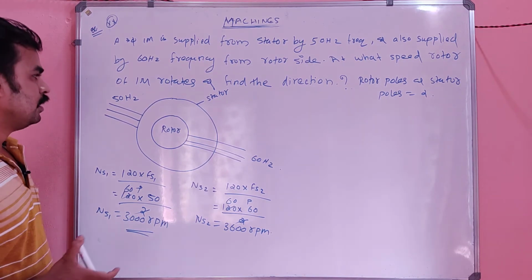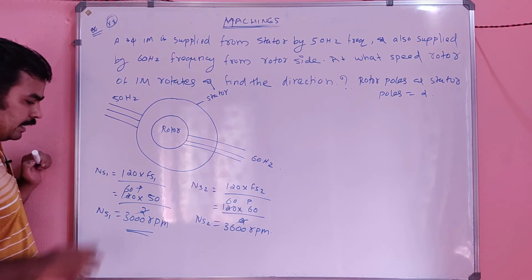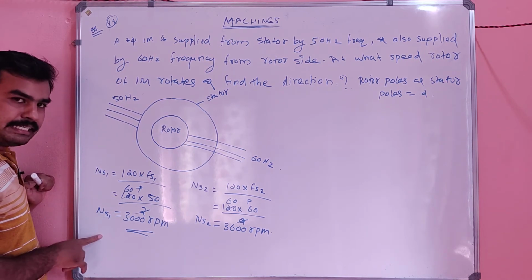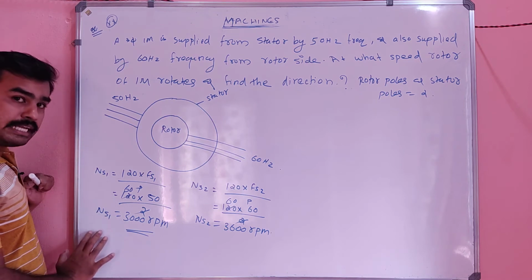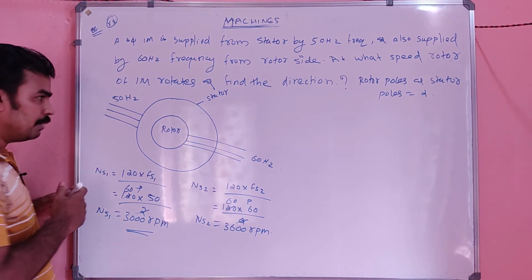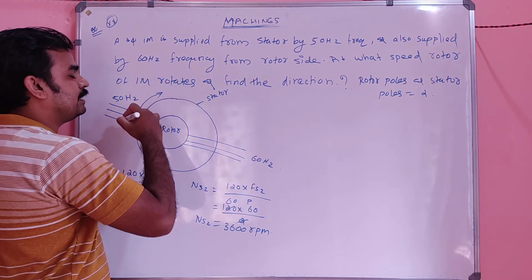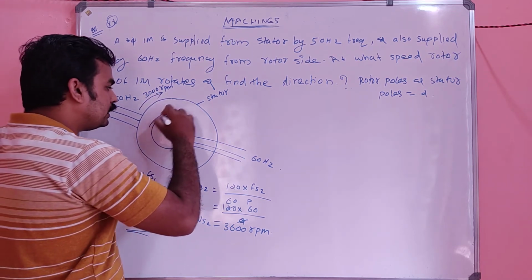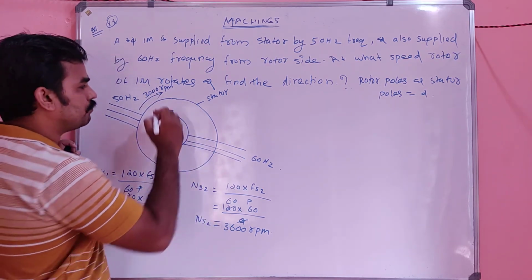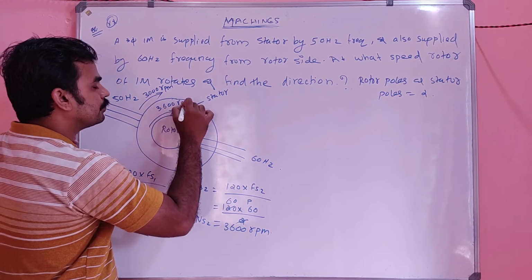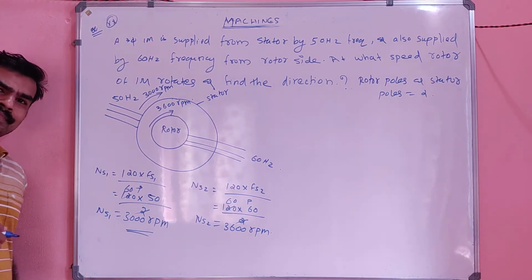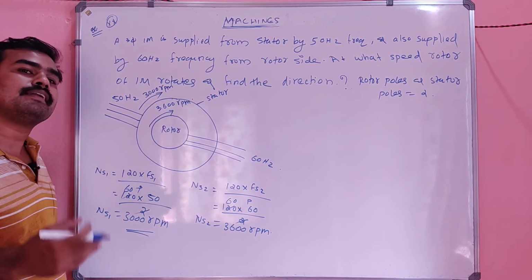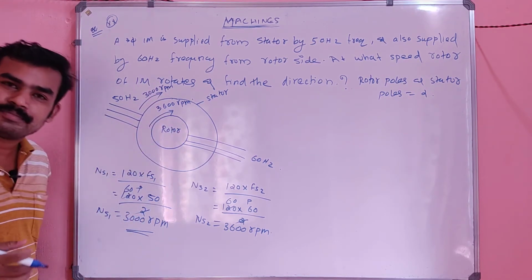That means the rotor frequency or the rotor supplies, due to that 50 hertz, the stator rotating magnetic field has a speed of 3000 rpm. That means the stator rotating magnetic field will be at a speed of what? 3000 rpm, and the rotor rotating magnetic field is at a speed of what? 3600 rpm. So definitely there will be a speed difference, no? There will be a speed difference. So what is the difference here? 600 rpm will be the difference, correct?